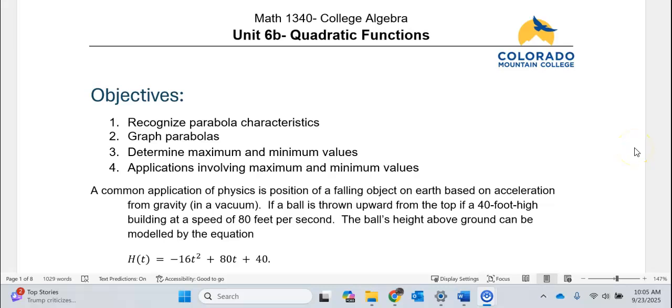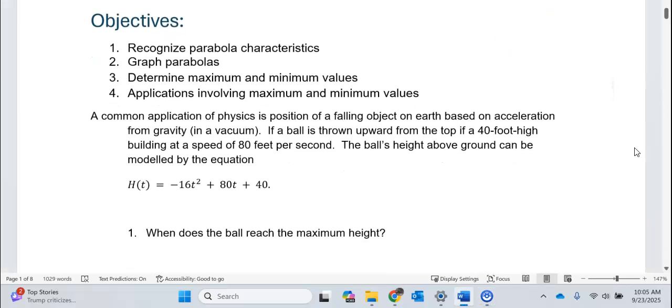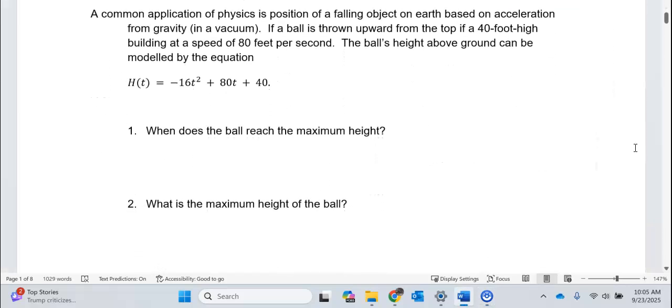Now that we've studied quadratic equations and how to work with them, how to factor, how to do the algebra involved, now we can move on to quadratic functions. So I want to start with a very common application that you'll see a lot.